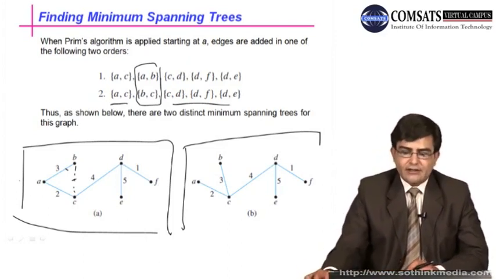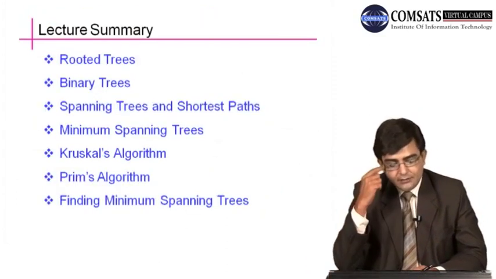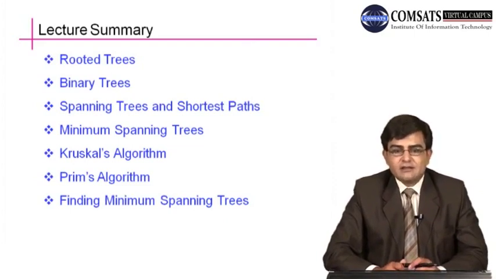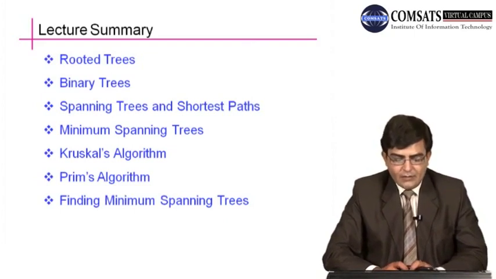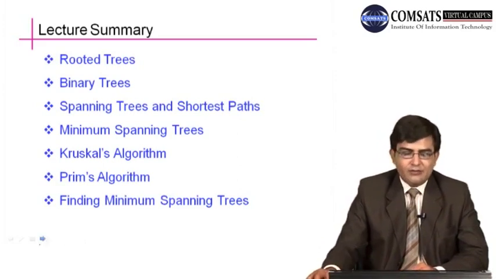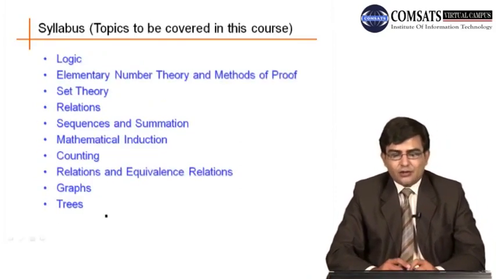For today it's enough, and let's sum up what we have discussed today. Today we have discussed rooted trees, binary trees, and then spanning trees and shortest paths, minimal spanning trees, and we have discussed Kruskal's algorithm, Prim's algorithm, and how to find minimum spanning trees. So today our discrete mathematics course has been finished, and we have mainly discussed these topics.